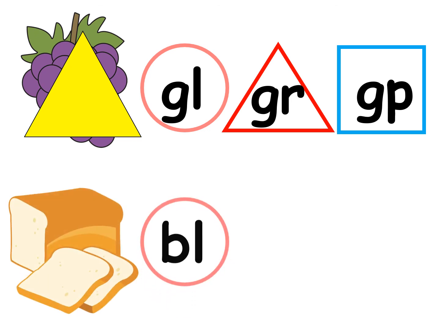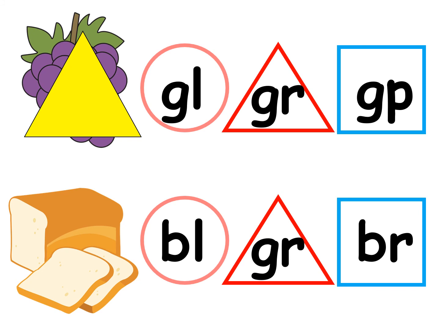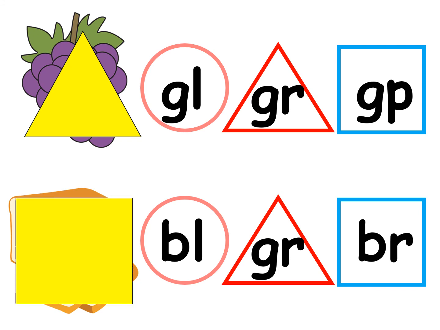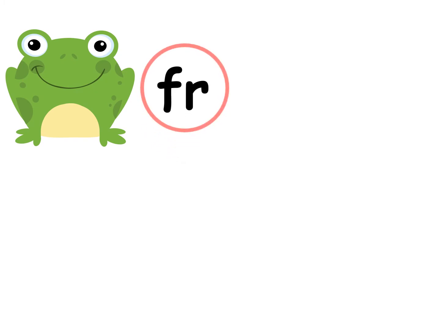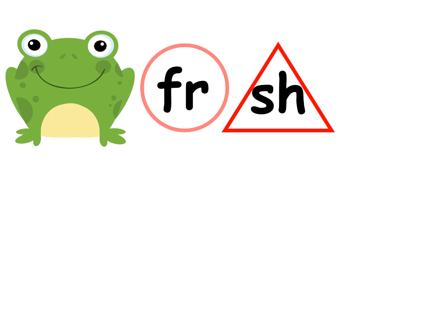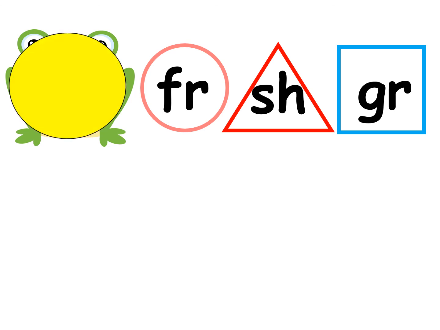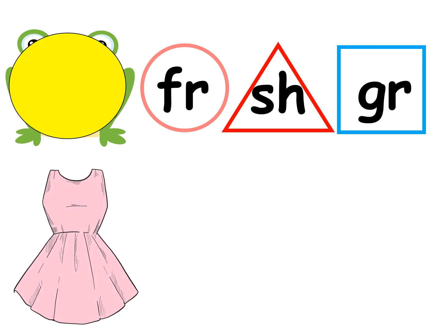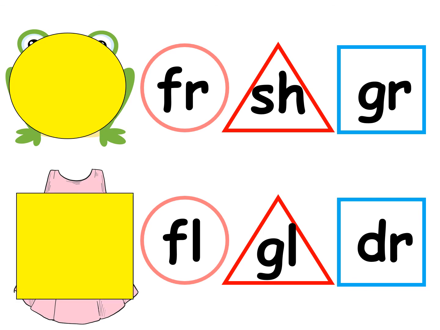Next, is it BL, GR, or BR? Very good. The correct answer is square, BR. How about this one? We have circle, FR, triangle, SH, square, GR. Very good, circle. How about this one? Is it FL, GL, or DR? Very good, the correct answer is square. It is an example of dress.